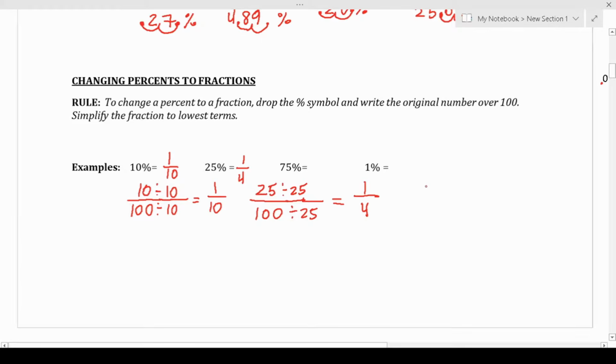Now we have 75%. So again, write down 75, and we're going to drop that percent symbol, place it over 100, and reduce if possible. In this case, we should see that 75 and 100 are both divisible by 25. So we'll reduce this by a factor of 25. 75 divided by 25 is 3. 100 divided by 25 is 4. So as a fraction, 75% is 3/4. And then finally, we have 1%. So that's going to be 1 over 100. And of course, we can't reduce that. So this is the same as 1 over 100.